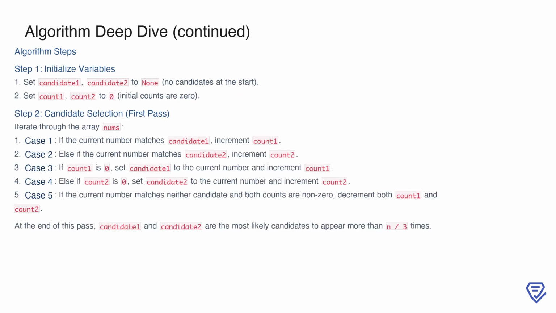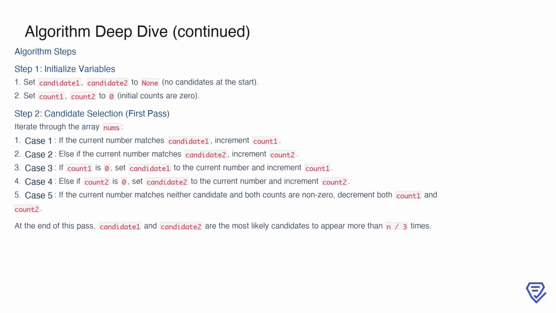The algorithm begins by initializing the variables. We set candidate 1 and candidate 2 to none since we don't have any candidates initially, and both count 1 and count 2 are set to 0. This establishes the starting point for our first pass, where we identify the potential candidates. As we iterate through the array, we handle several cases.